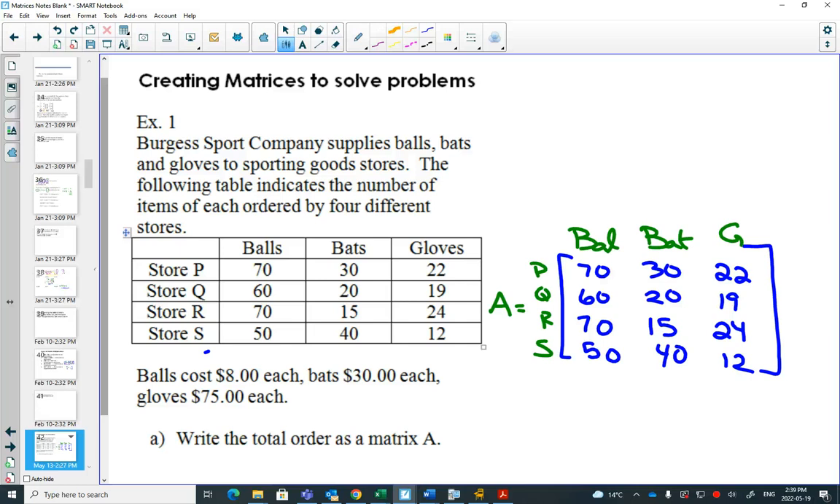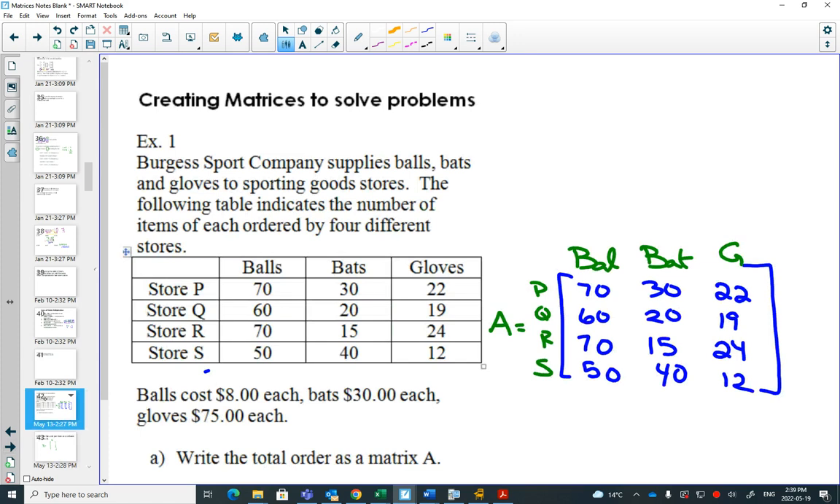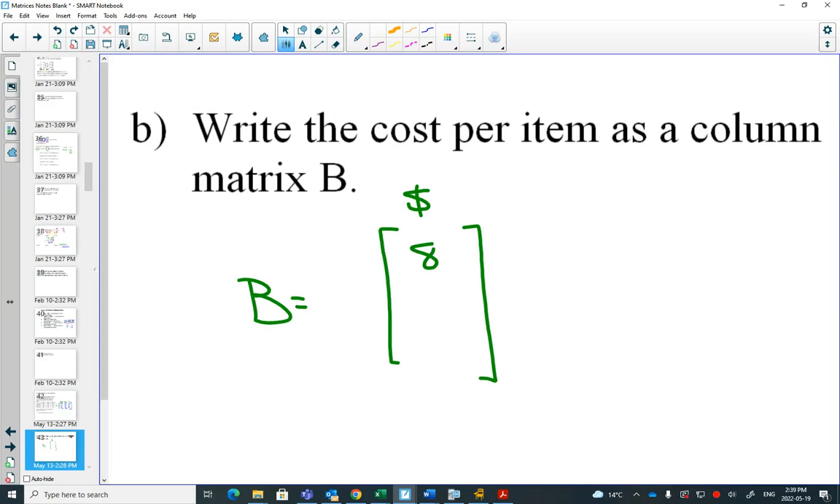so we've got our total order, that's matrix A. Then the cost per item as a column matrix B. So I'm going to go B equals, it's a cost, so this will be a dollar sign here. And we had balls were 8, bats 30, gloves 75. Ball, bat, glove.